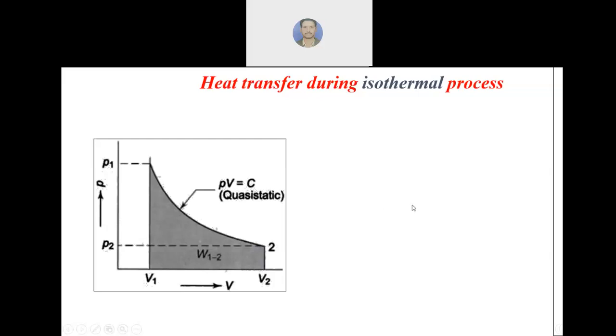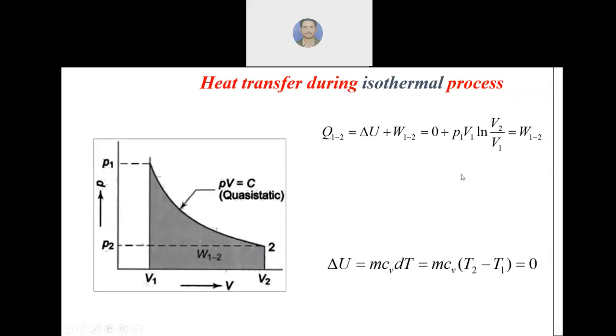PV equals constant. Now for this process, how to calculate heat transfer? Again write down the first law of thermodynamics: delta U plus W12. Delta U will be 0. How it becomes 0, I will tell you. And work done is given by P1 V1 log of V2 by V1. Why? I will explain to you.